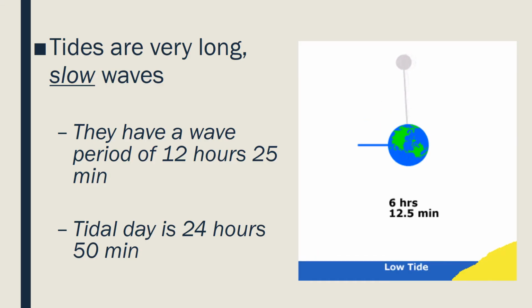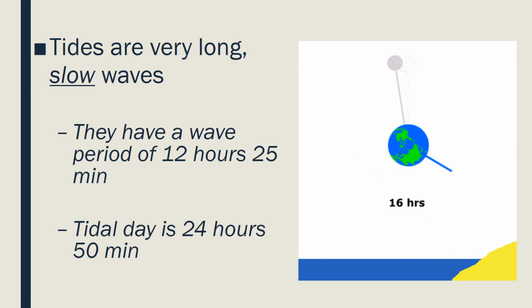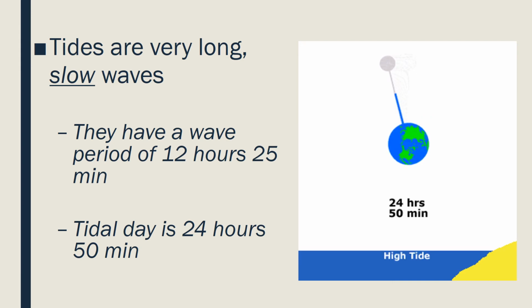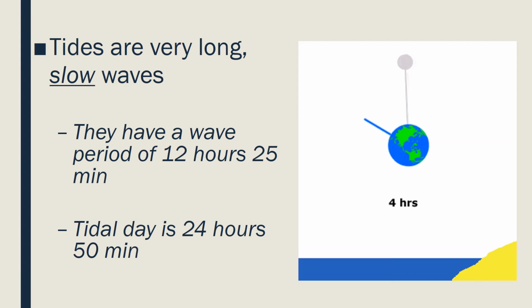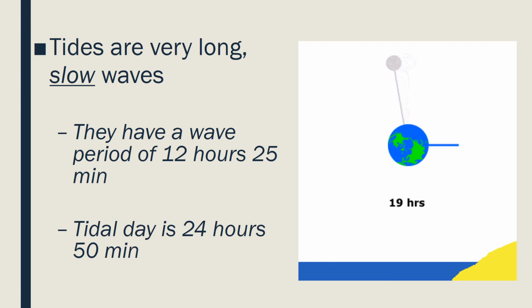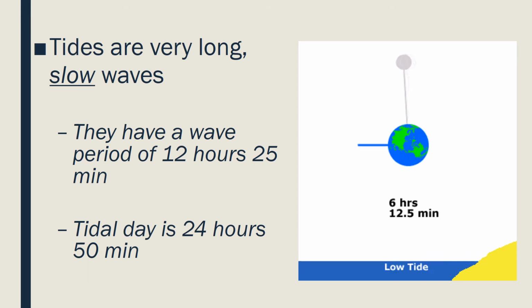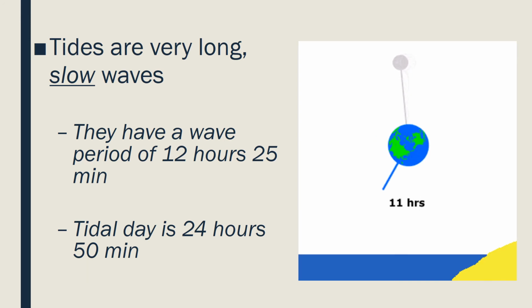Tides are very long, slow waves. They have a wave period of about 12 hours, and one tidal wave takes over 24 hours to complete. If you look over here at the diagram off to the right, you can see how the Earth's rotating throughout the day, how the high and low tides change, and where the moon is being repositioned or moving throughout that day. We will see more about this in the activity that you will have on Google Classroom.